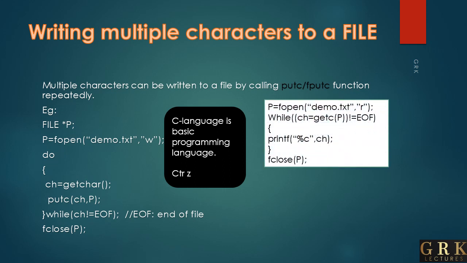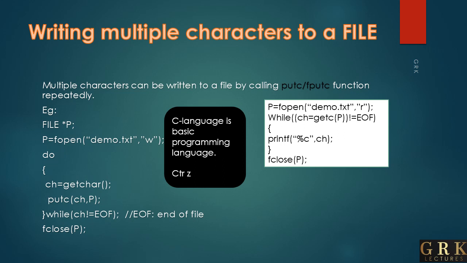Now coming to this code, once that input is entered into the file, the file has been closed. Later I am trying to open that file in the read mode. Same fopen function, same file demo.txt, and I am opening that in the read mode, that's why I am using r. From that file, I am reading all characters one by one, and whatever characters I am reading, I am going to print on the console. That's why I am using the getc function with pointer p.